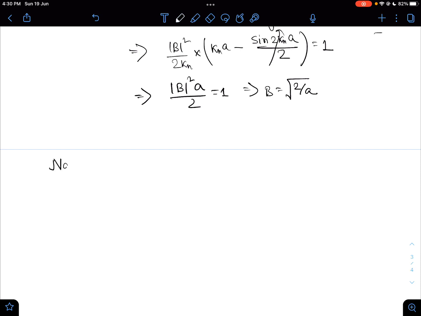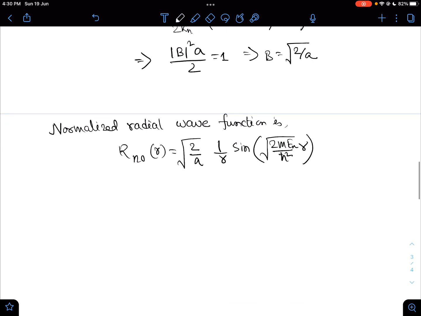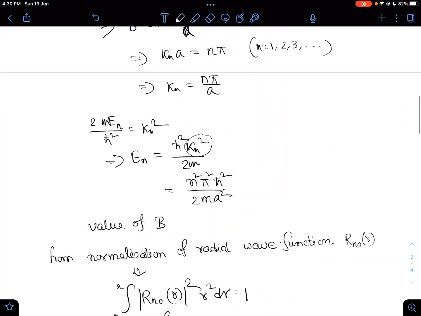So the normalized radial wave function Rn0(r) is equal to root under 2 by a, 1 by r, sine of root under 2mE by h cut squared times r, where E is En. So that is our normalized radial wave function. So we are done with the first part of the problem. Let us proceed to the second part.